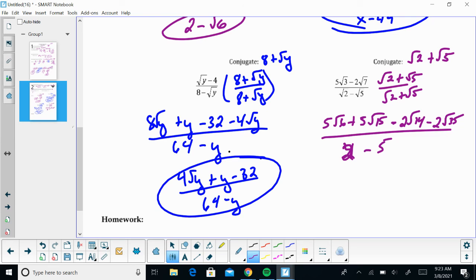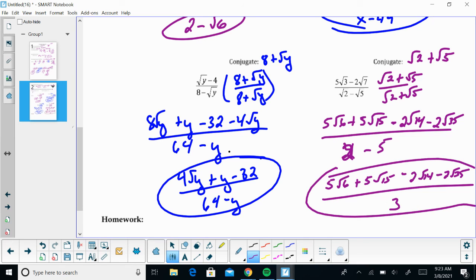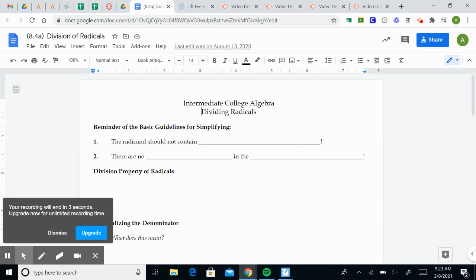Okay, now looking for things I can simplify. I can't reduce anything up top. All over, 2 minus 5 is -3. There would be my rationalized version. Okay, and that is everything for our lesson.